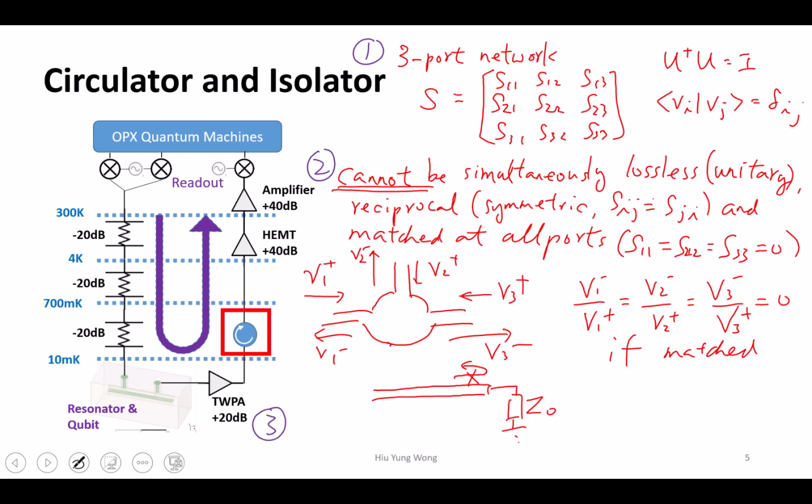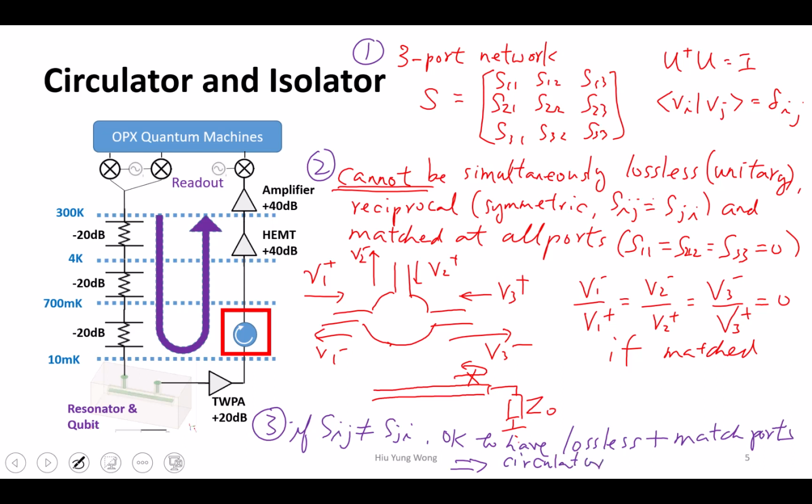But, for example, if we make it not symmetric, probably now you will see why we don't want to make it symmetric, because then we can use it as an isolator. Then we have lossless plus matched ports. So that answers your question, right? And this one is a circulator. A circulator is not symmetric because it only goes in a certain direction.